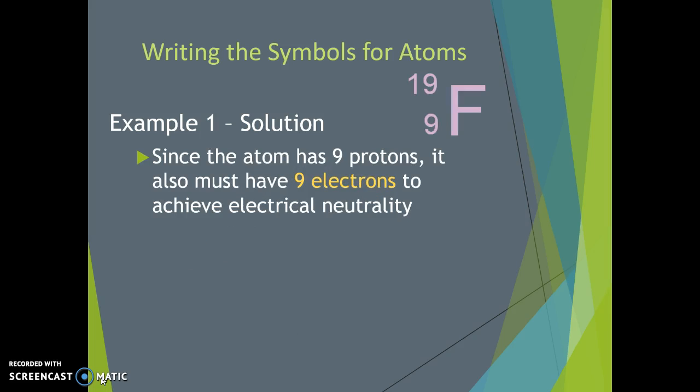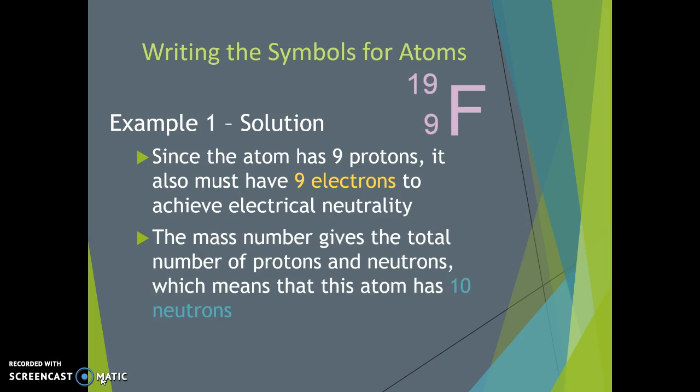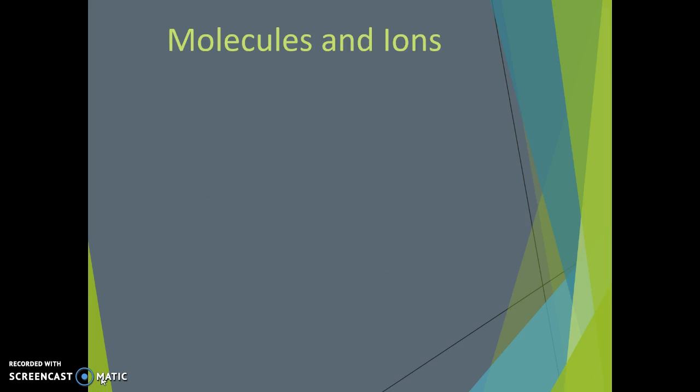Since the atom has 9 protons, it must also have 9 electrons in order to be neutral. And again, since the mass number gives the total number of protons and neutrons, if we subtract these two, we are able to determine that it contains 10 neutrons.